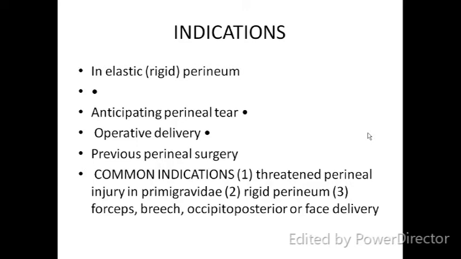What are the common indications? Threatened perineal injury in a primary gravida. As I have told you, rigid perineum. So usually when the head comes, it causes perineal tear, and the perineal tear can go to second degree, third degree or fourth degree. So to avoid that we usually give episiotomy, and episiotomy usually causes first or second degree tear. Okay, I will tell you perineal tear after that. Rigid perineum, forceps, breech, occipito-posterior position, these are the most common indications.